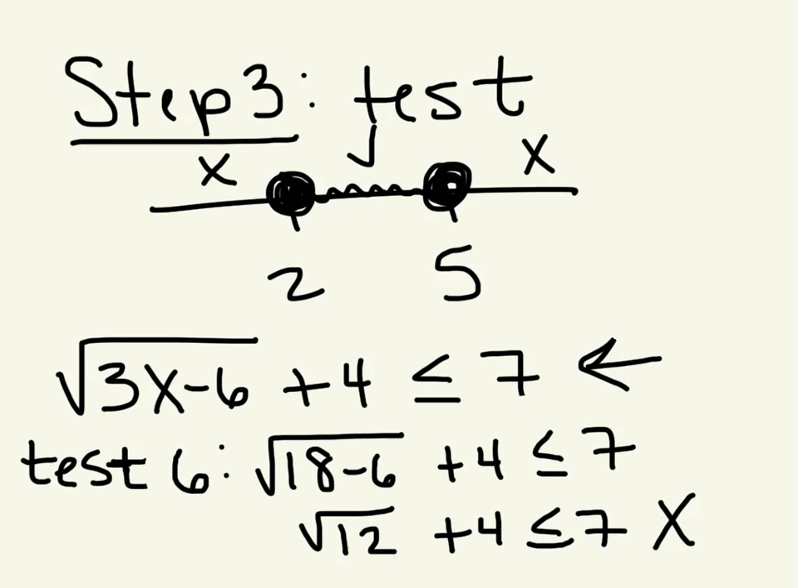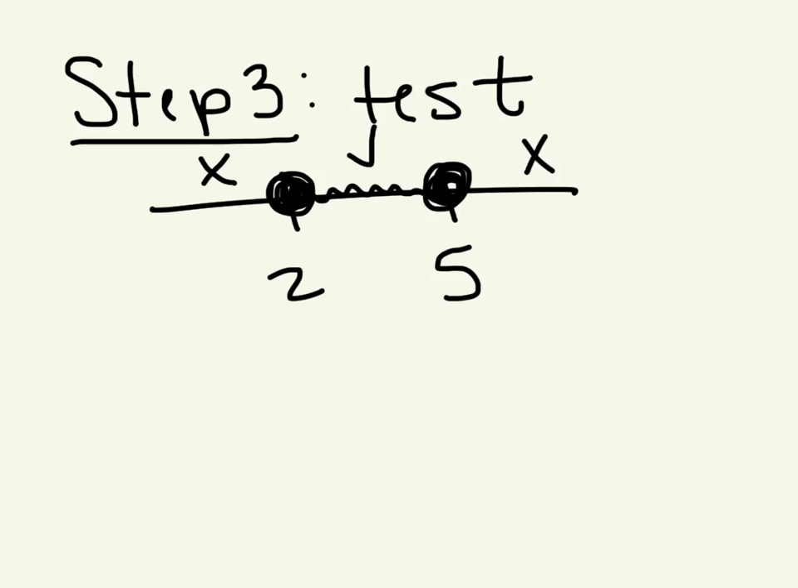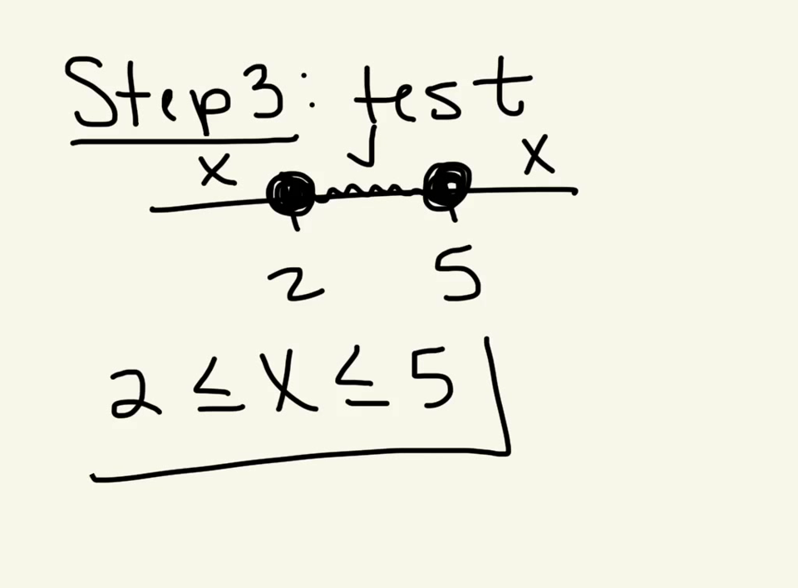So, what we do in step 4 is finalize our final solution set based on our number line that we found. So what we'll do in order to represent an algebraic solution set is we'll say that 2 is less than or equal to x, which is less than or equal to 5. In other words, x is between 2 and 5, including 2 and 5.